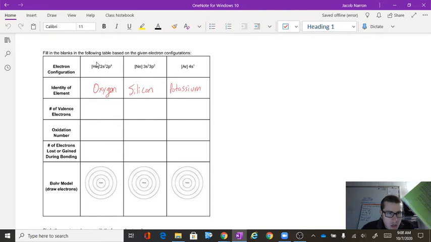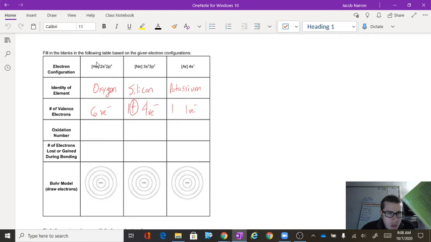Okay, so that being said, oxygen, because it's in group 16, it's going to have 6 valence electrons. So I'll go ahead and write 6 valence electrons. Silicon, as I just said, is in group 14, so it's going to have 4 valence electrons, and then potassium's in group 1, it's going to have 1 valence electron.